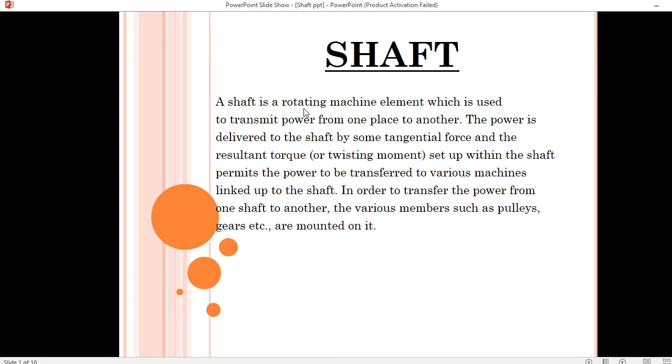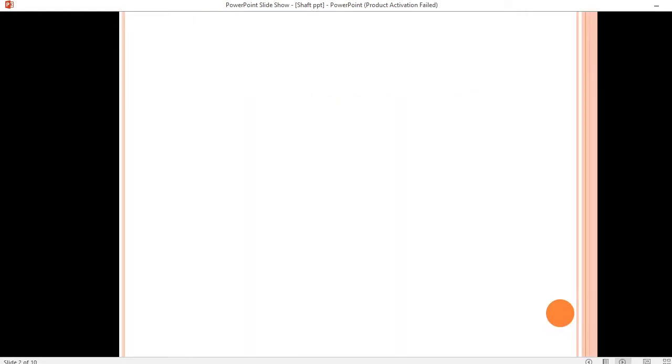So, what is a shaft? A shaft is a rotating machine element which is used to transmit power from one place to another. The power is delivered to the shaft by some tangential force, and the resultant torque or twisting moment set up within the shaft permits the power to be transferred to various machines linked up to the shaft. In order to transfer the power from one shaft to another, various members such as pulleys, gears, etc. are mounted on it.